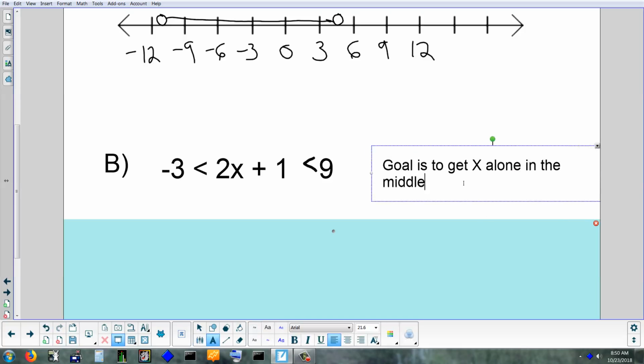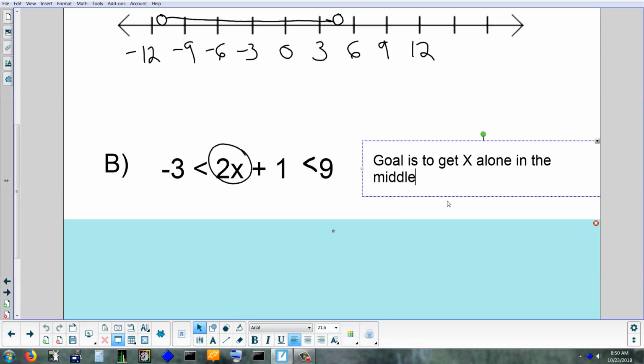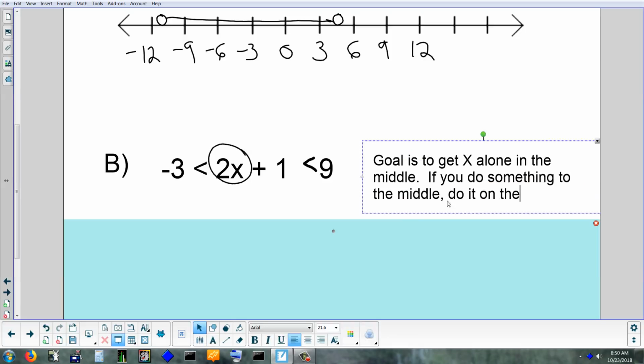All right. So like Mr. Hager said, he just typed in, the goal is to get x alone in the middle. Usually we want to get x alone on the left-hand side. But because of the way this one is written, it's in the middle, so we want to get it alone there. Remember, like we said, when we write it without the word "and," we want the variable in the middle, number on one side, number on the other.